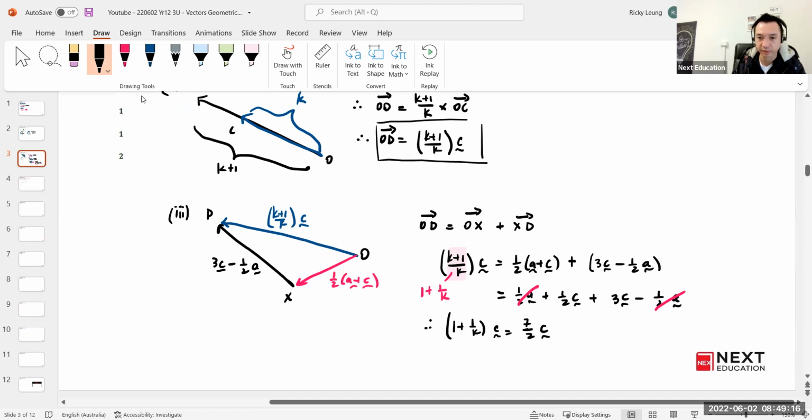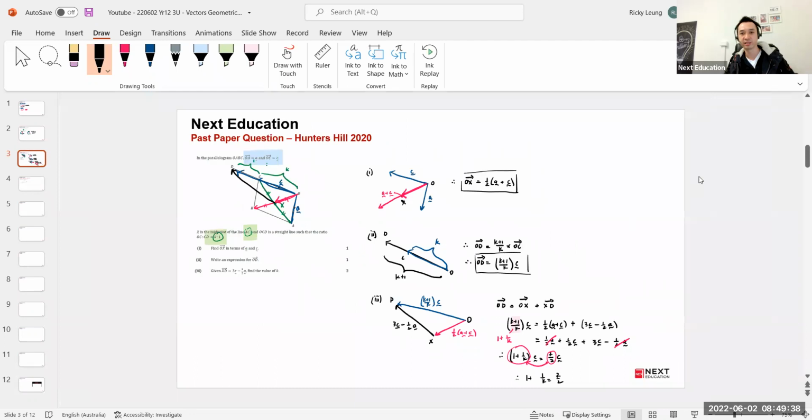c. Now, since the A's go away and they're both equal to c, then I know that whatever's in front of c are equal, right? So when you set these two guys to be equal, you get therefore 1 plus 1 on k equals 7 on 2. I need a little bit more space.